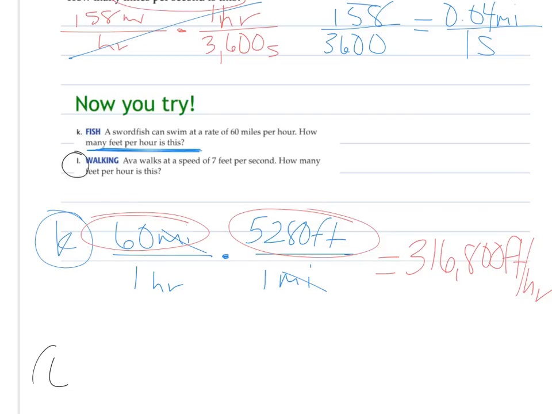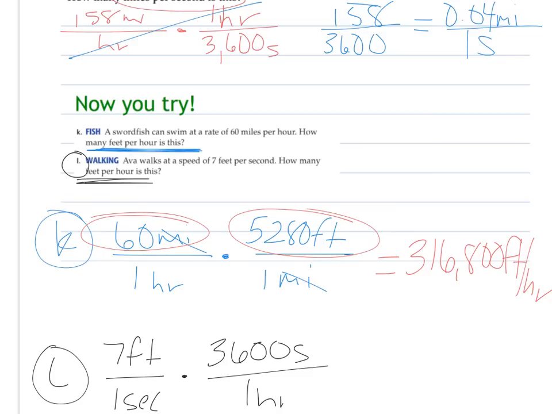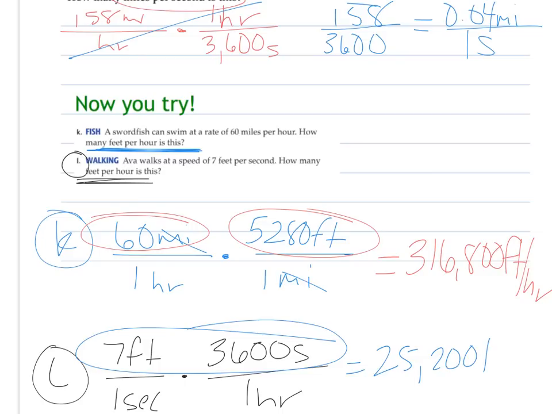For L, this says Ava walks at a speed of 7 feet per 1 second. How many feet per hour is that? So I'm trying to figure out, again, I know that there's 3,600 seconds in every 1 hour, so I want to know how many seconds it's going to be. If there's that many seconds in an hour, and 1 second is every 7 feet, we're going to multiply, and we get 25,200 feet per hour.